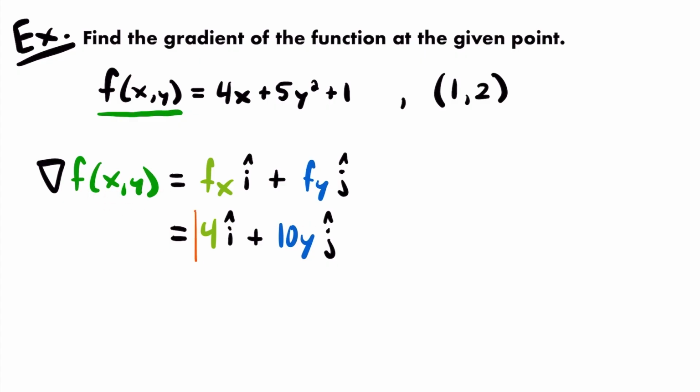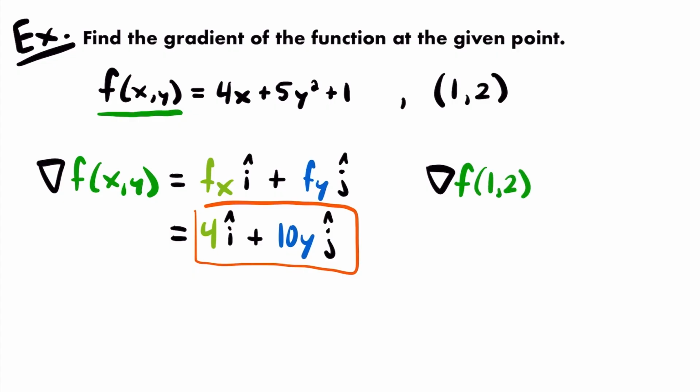Okay, so this right here, 4i plus 10yj, is the general gradient vector, but we do want to find the specific gradient vector at this point, (1, 2). So let's find that next. We will take our gradient vector and evaluate it at the point (1, 2). And so if we plug in 1 for x and 2 for y, looking at our vector here, there are no x's, so really we don't have to put in 1 anywhere. We just have to worry about plugging in 2 for this y right here.